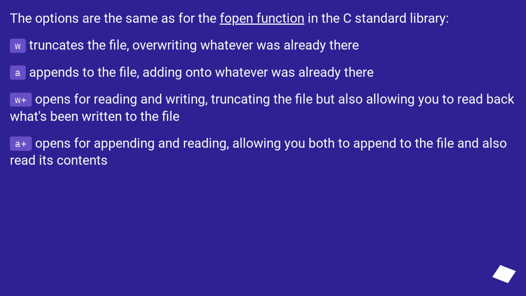The options are the same as for the fopen function in the C standard library. W truncates the file, overwriting whatever was already there. A appends to the file, adding onto whatever was already there. W+ opens for reading and writing, truncating the file but also allowing you to read back what's been written to the file. A+ opens for appending and reading, allowing you both to append to the file and also read its contents.